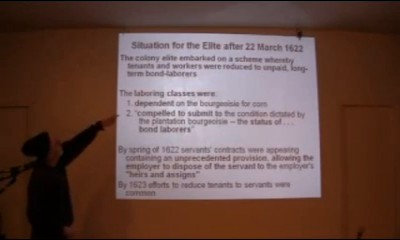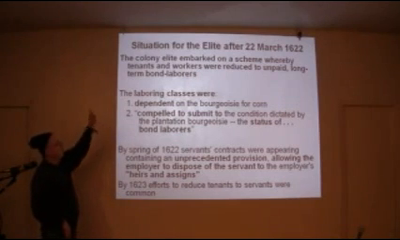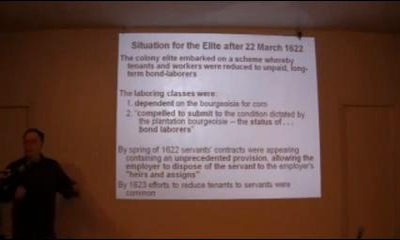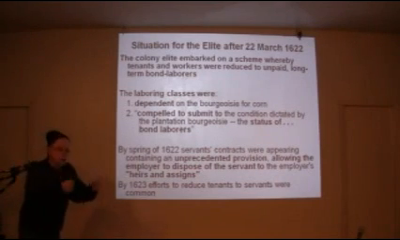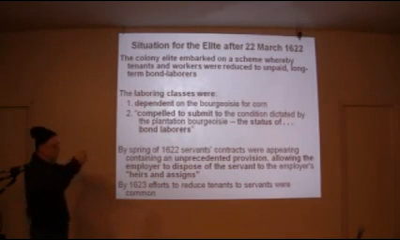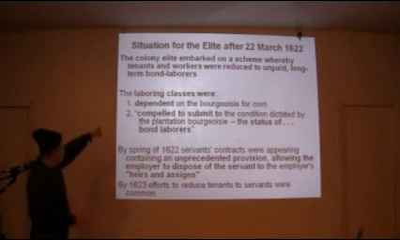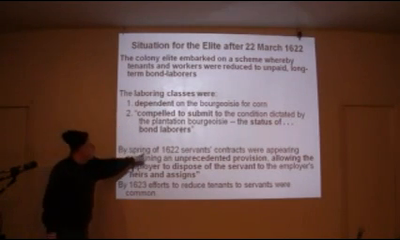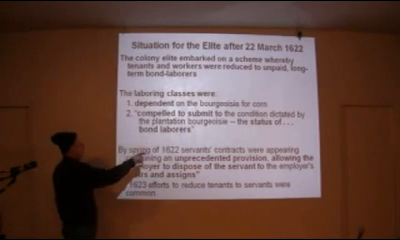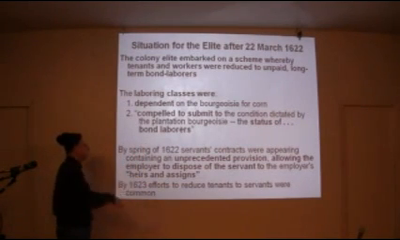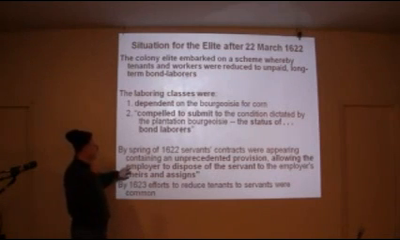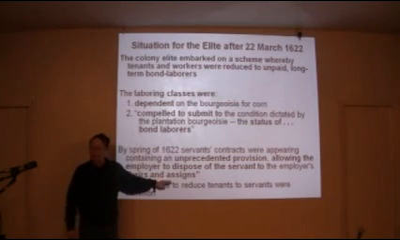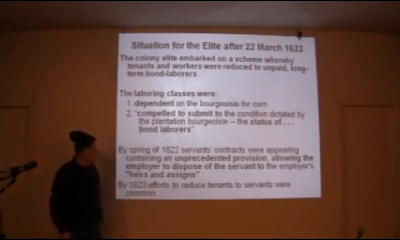The colony elite embarked on a scheme whereby tenants and workers were reduced to unpaid long-term bond laborers, right? They're imposing chattel bondage on these primarily European Americans towards the end of 1622 and thereafter. The laboring class is dependent on the bourgeoisie. They're compelled to submit. By the spring of 1622, contracts were appearing containing unprecedented provisions allowing the employer to dispose of the servants to the employer's heirs and assigns. They are now chattel. They can be bought, sold, passed on, right?